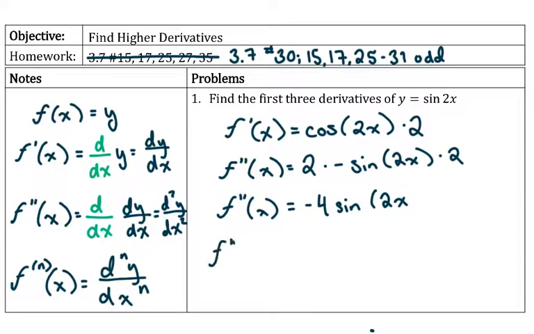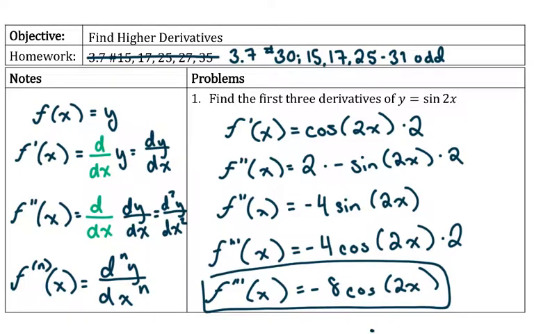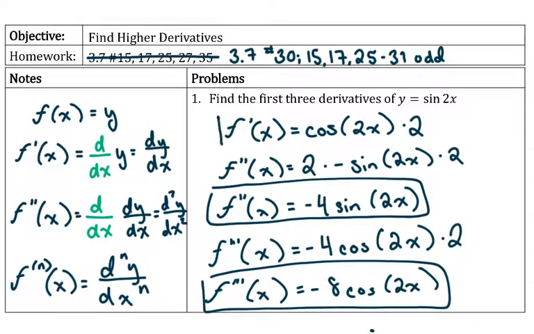And that's going to make it even easier to find the third, which we take that coefficient, negative 4, cosine of 2x times 2 again. So the third derivative would be negative 8 cosine of 2x. So here we have our three derivatives, 3, 2, and 1.